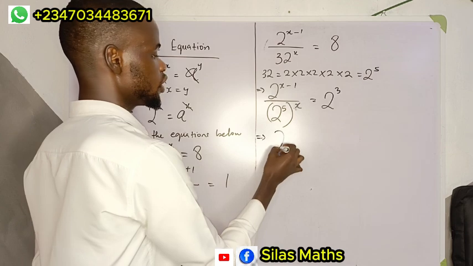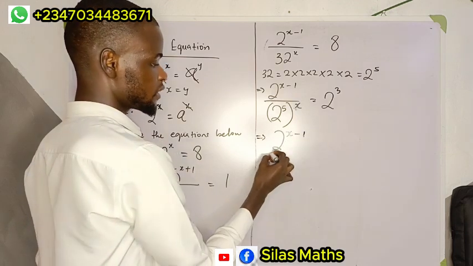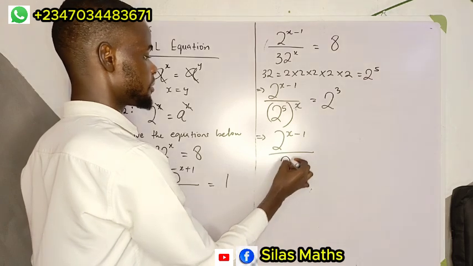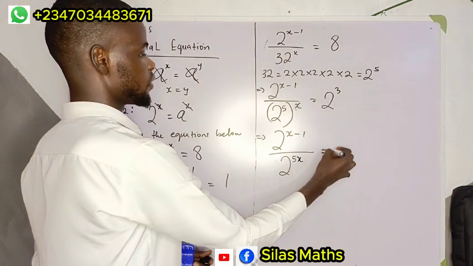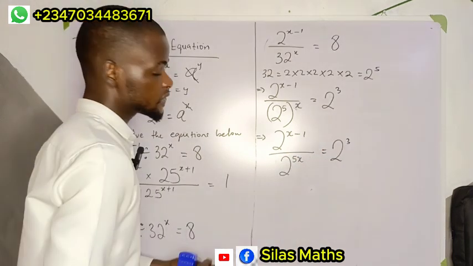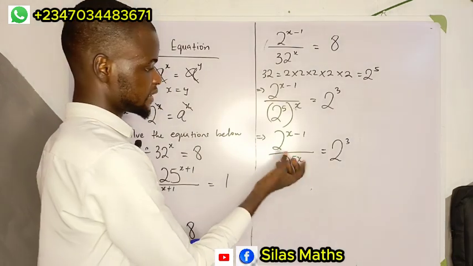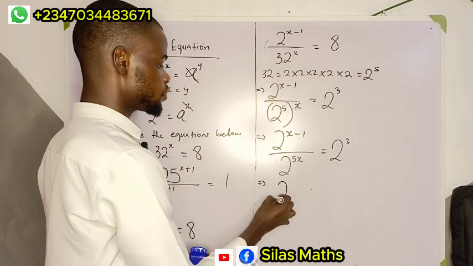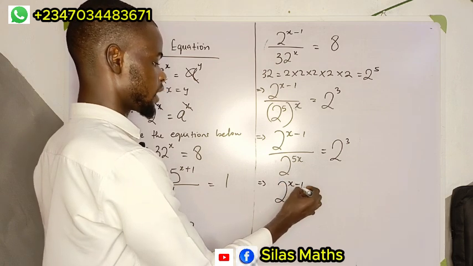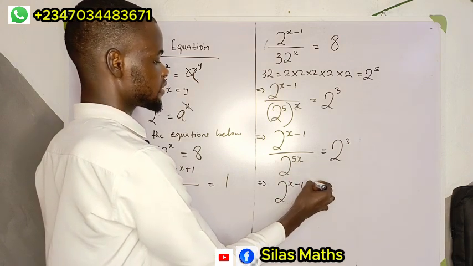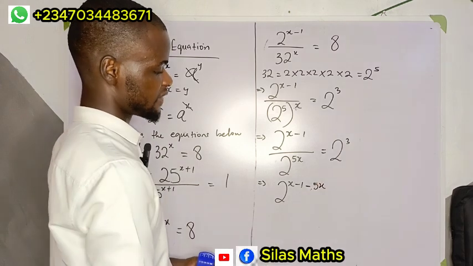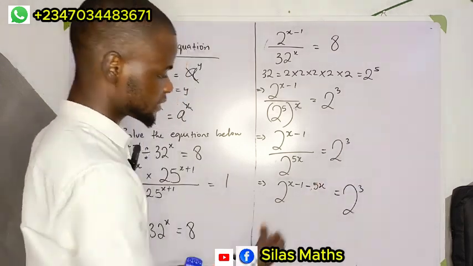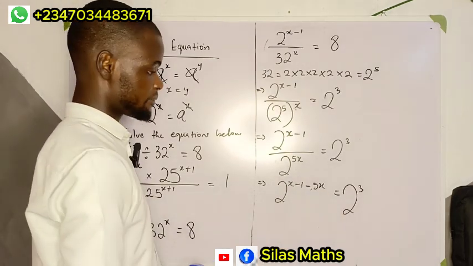I have 2 to the power of x minus 1 all over, using the power to power law, this times this is going to give us 2 to the power of 5x, equal to 2 to the power of 3. So we'll go ahead and apply the division law that states that when their bases are the same, we subtract their powers. So that will give us 2 to the power of x minus 1 minus 5x, equal to 2 to the power of 3. So at this point, their bases are the same. We can go ahead and equate their powers.